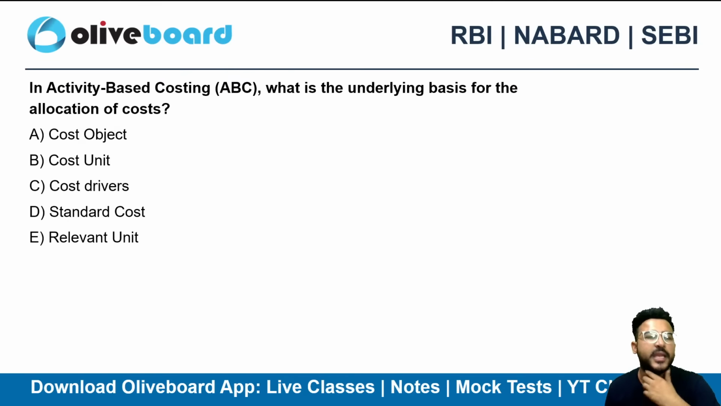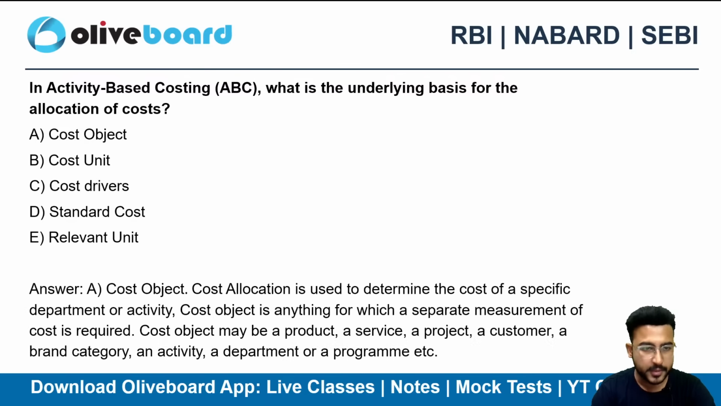Perfect. In ABC costing, what is the underlying basis for the allocation of cost? It will be the cost object. For ABC, it is the cost object. Okay. Option A.